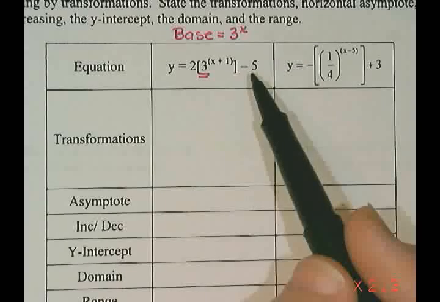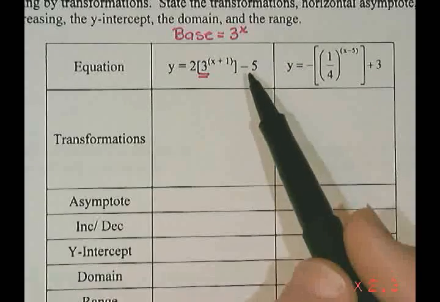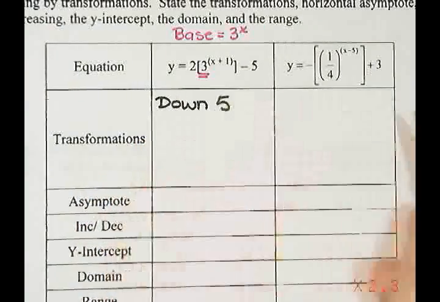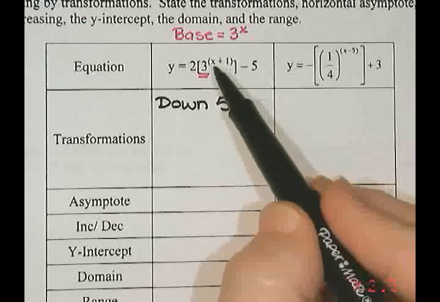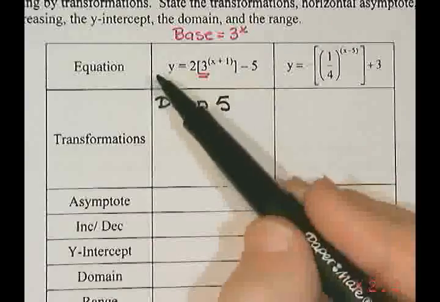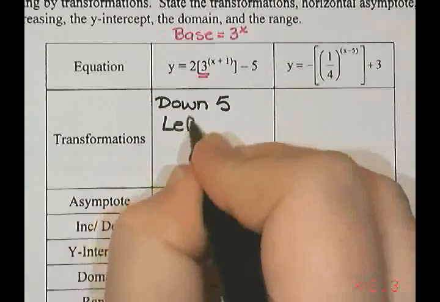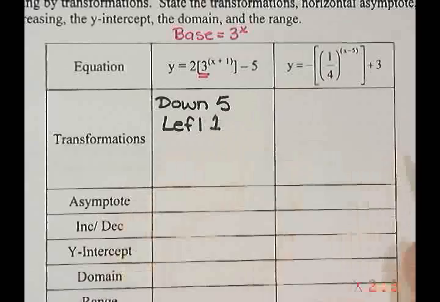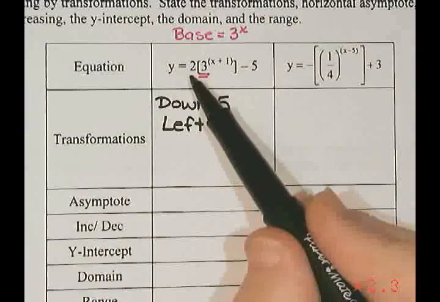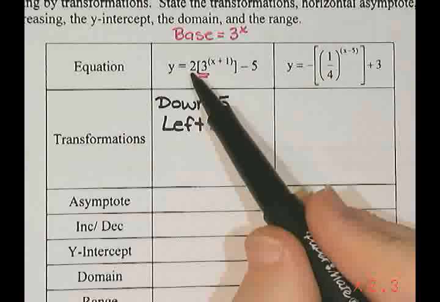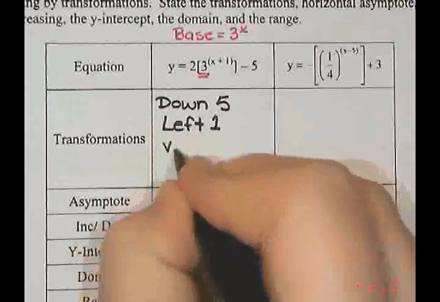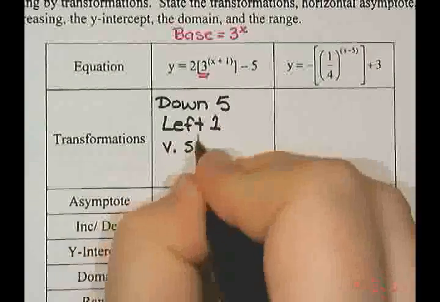So the negative 5 is going to take my graph and move it down 5. The number inside the bracket traditionally moves the graph left and right. So a plus 1 is going to take it to the left 1. That's a terrible looking one, and I didn't cross my T. All right. And then the 2 in front is going to be a stretch, a vertical stretch of 2. So I'm just going to put a V for vertical stretch of 2.